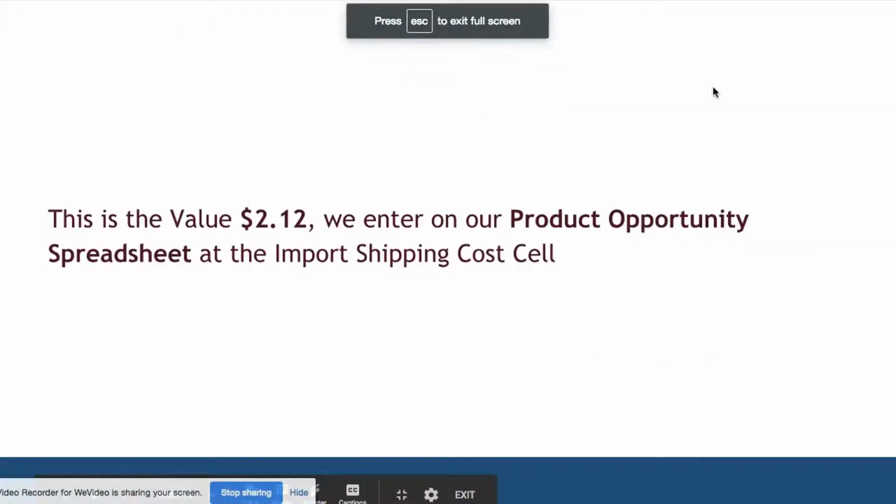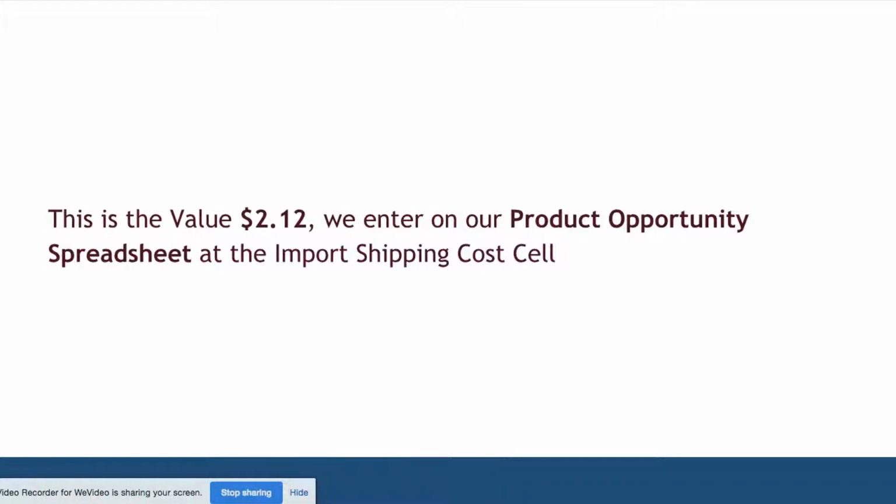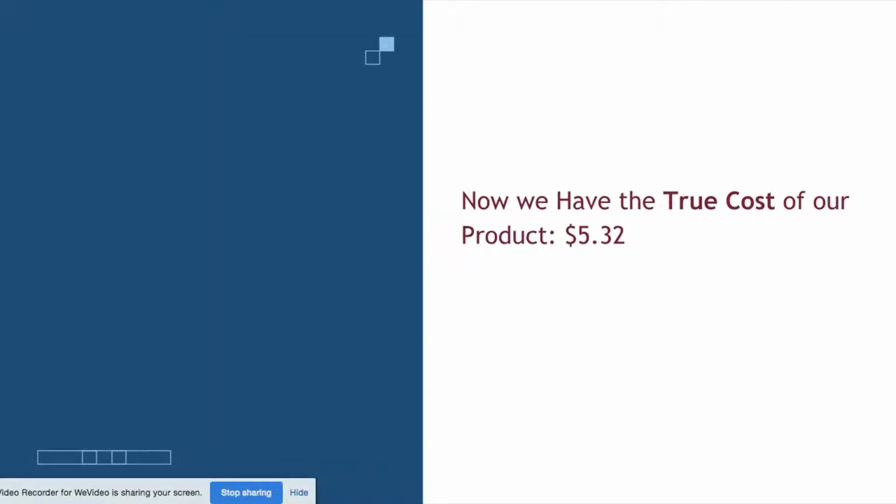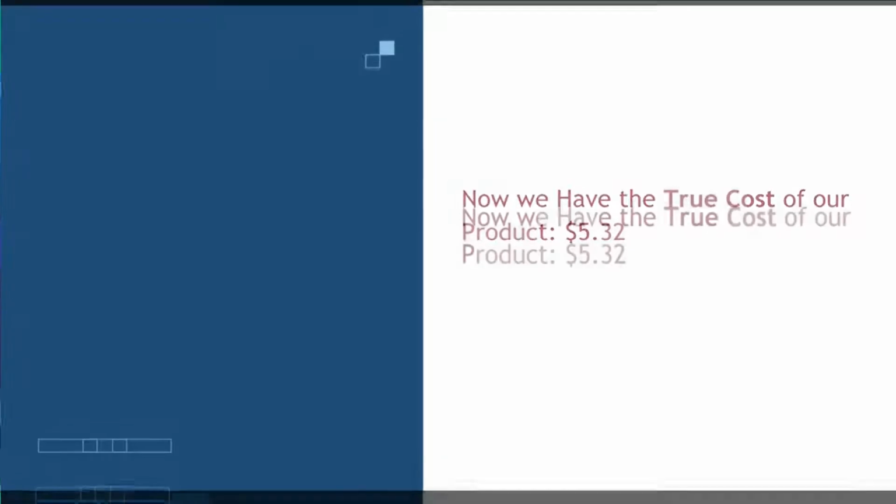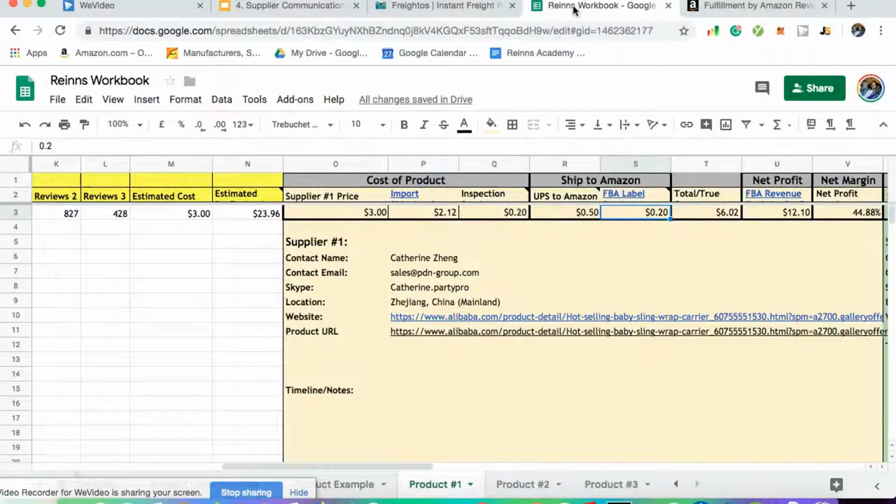The next slide is talking about the value of 2.12. That's what you enter on the product opportunity spreadsheet, and I've shown you how to do that. So now we have the true cost of our product, which is 5.32. Remember, we still are looking for the total true cost. The true cost is when you highlight the price of the good plus importing cost plus inspection service. Now you get 5.32. That is the true cost of the product.